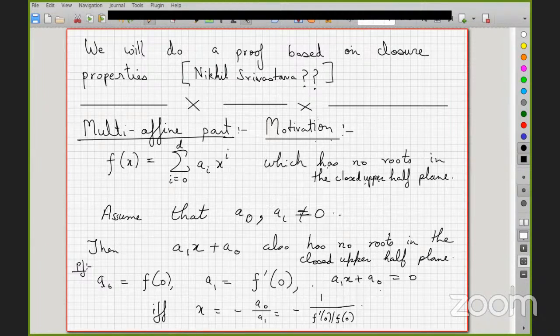So the only thing we assume is a0, a1 non-negative, non-zero, and we assume that there are no roots in the closed upper half plane. That's it.